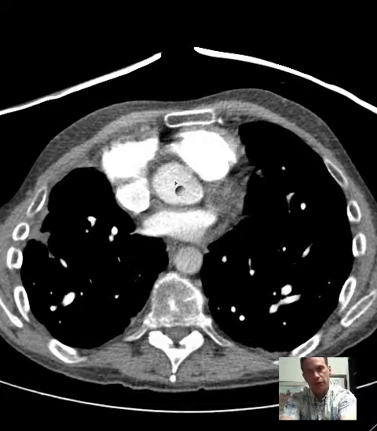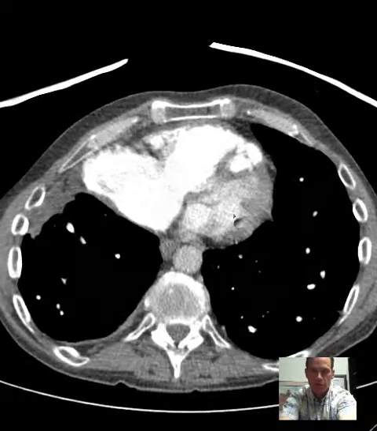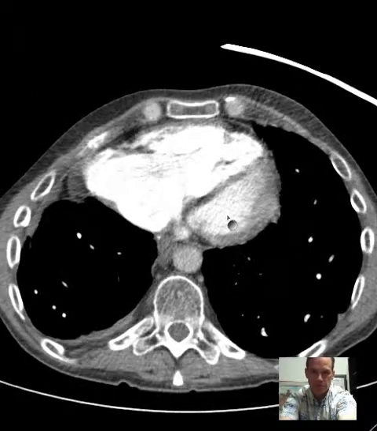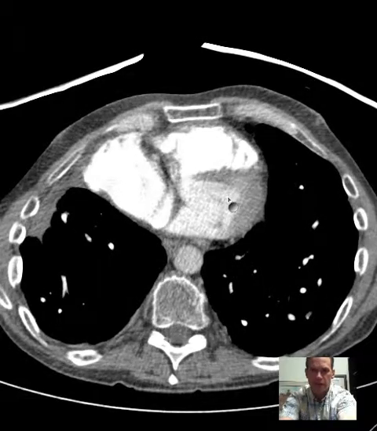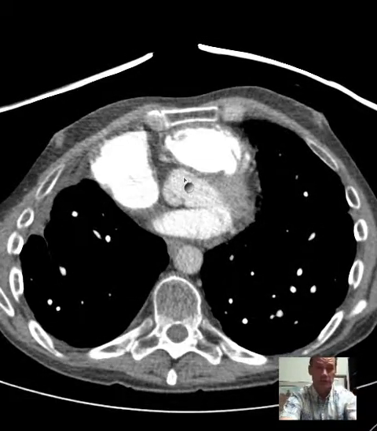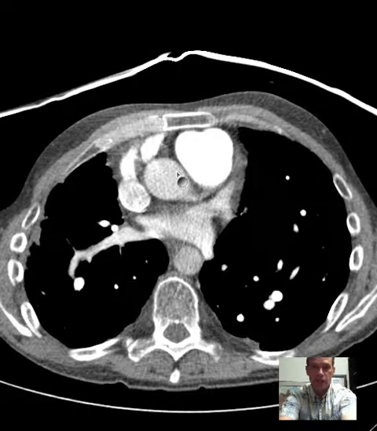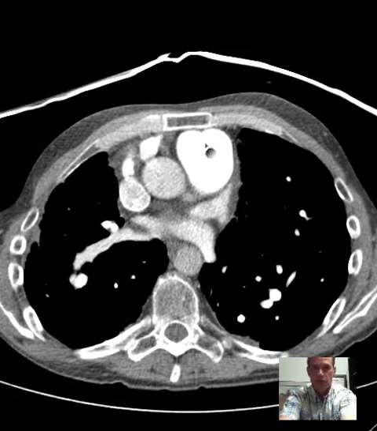What is this structure right here? Let's see. We'll back up a little bit, go down. Where is it coming from? It's coming from the left ventricle. So that left ventricle is emptying out through this channel into this vessel, which of course is the ascending aorta. And here you see its relationship to the main pulmonary artery and the SVC.